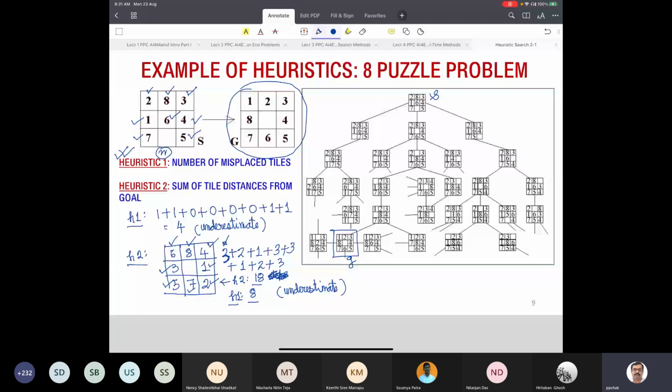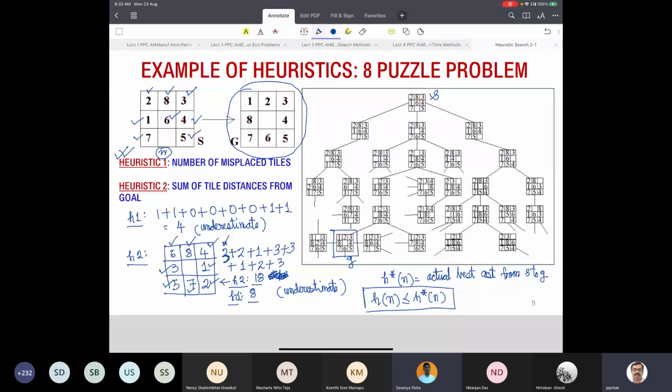Underestimate means that if H star n is the actual best cost from S to goal, then the definition of underestimate is like this. Sir, this is for H1, right? Both H1 and H2 are underestimates in this problem.